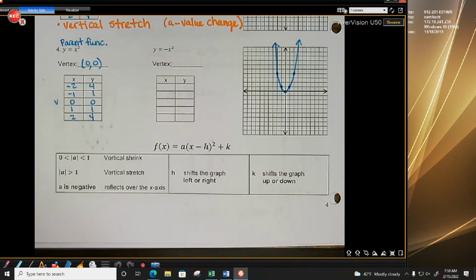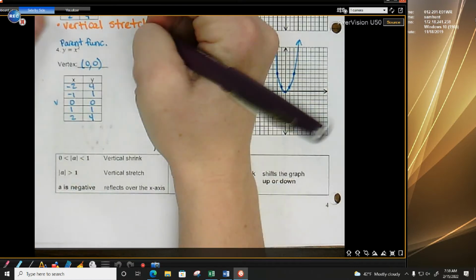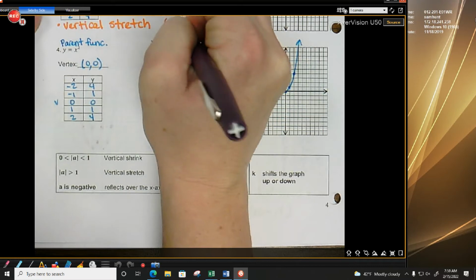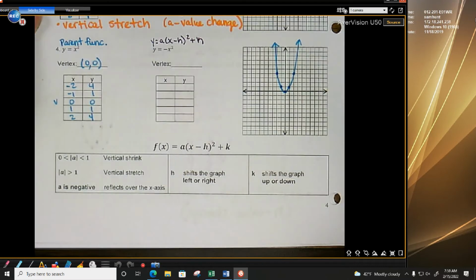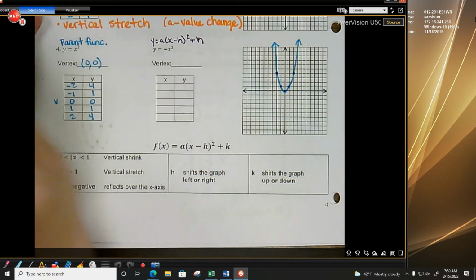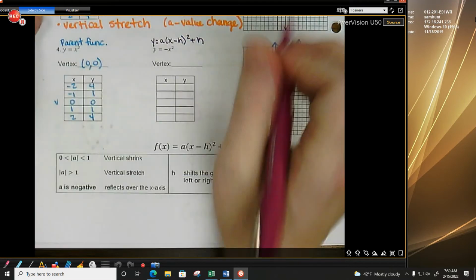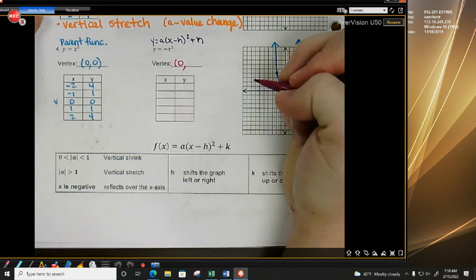Now I'm going to write y equals a times (x minus h) squared plus k. What's my h? What's the number in the parentheses with x? 0. There is no number in the parentheses with x. What's your k, your constant out to the side? 0. There is no constant out to the side. So my vertex is still at the origin, (0, 0).